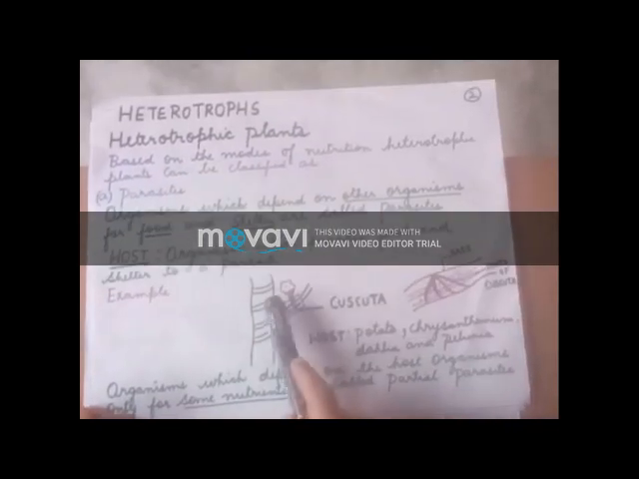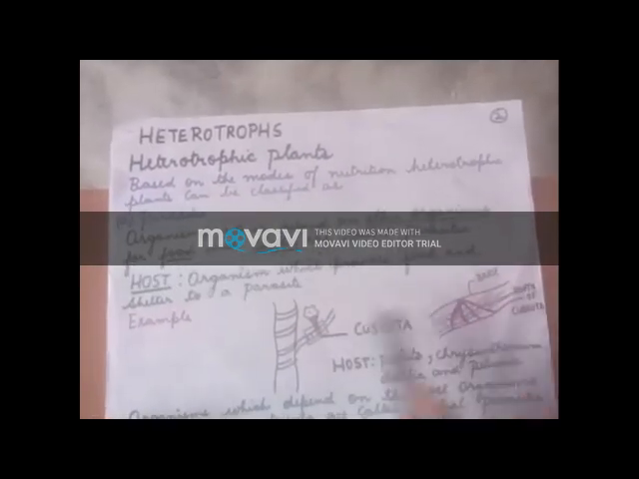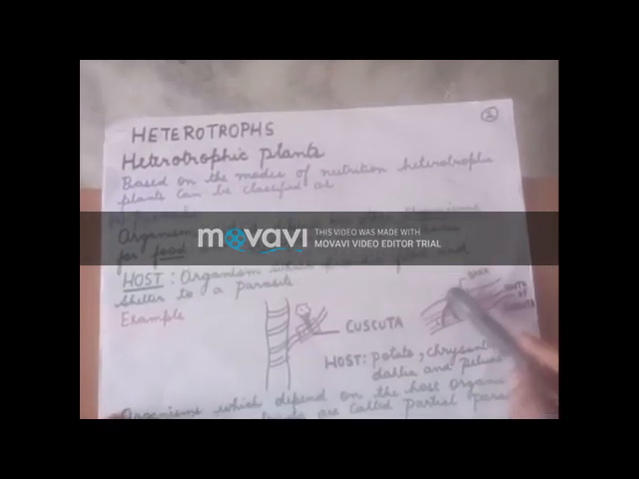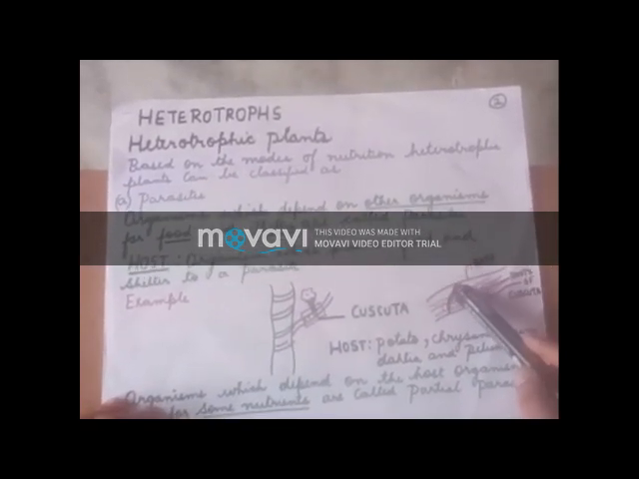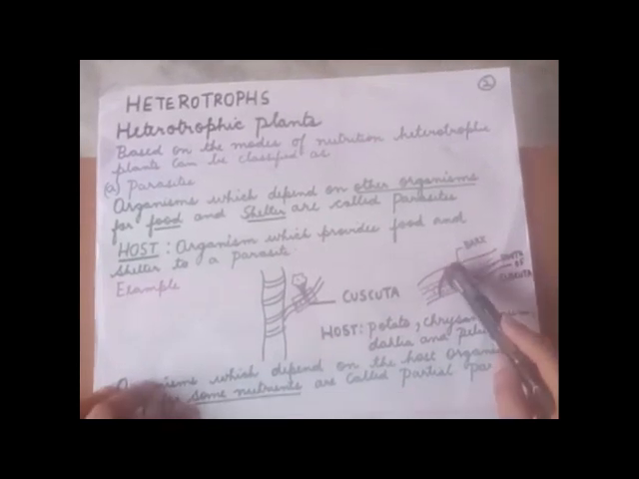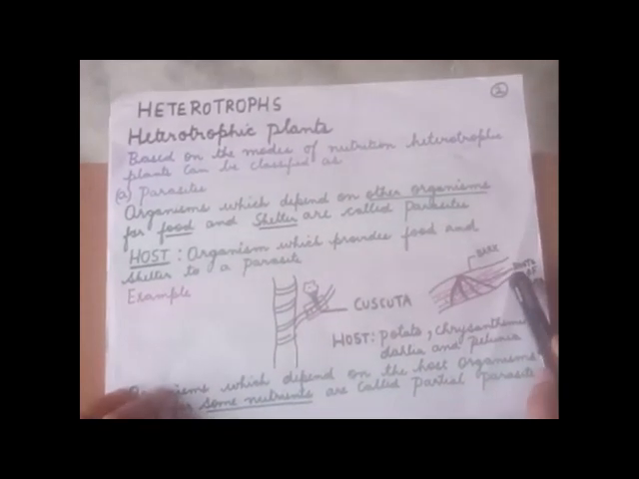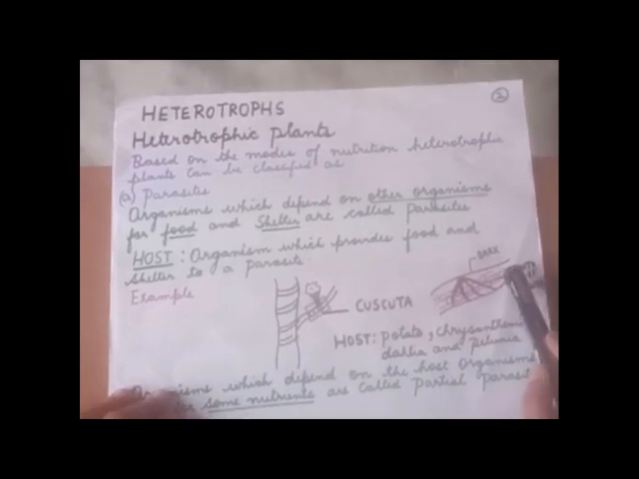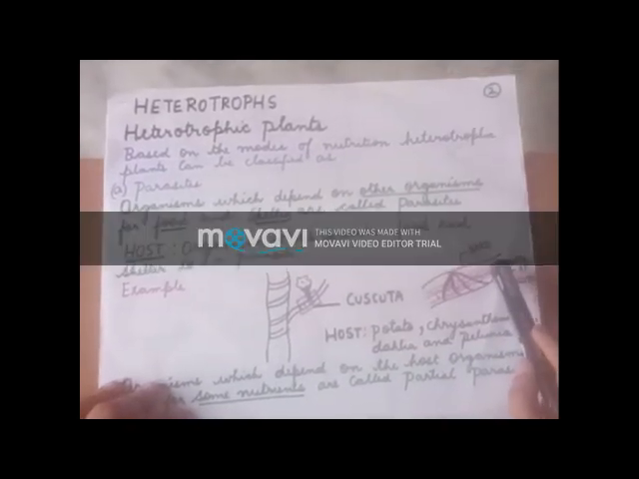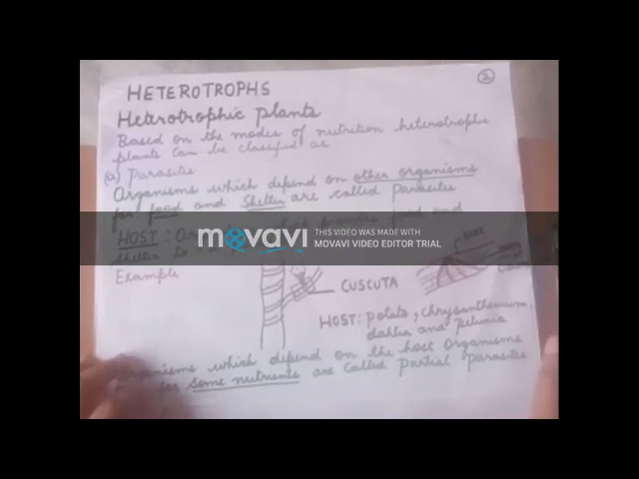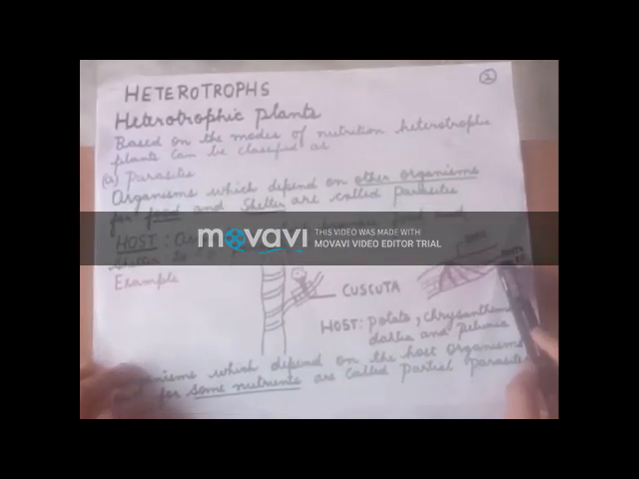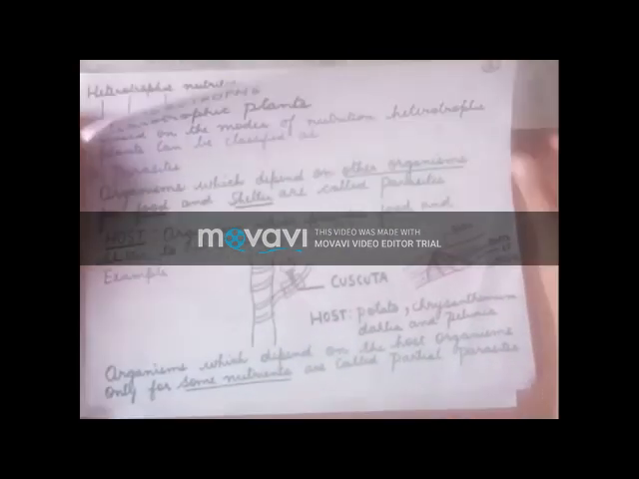And this is a small enlarged diagram over here. We see that the parasite, that is cuscuta, spreads its roots deep inside the host plant and it takes in all the water, nutrients and food that is being prepared by the host plants. This is about the parasitic mode of nutrition.